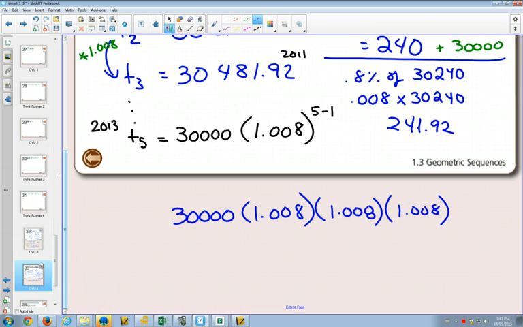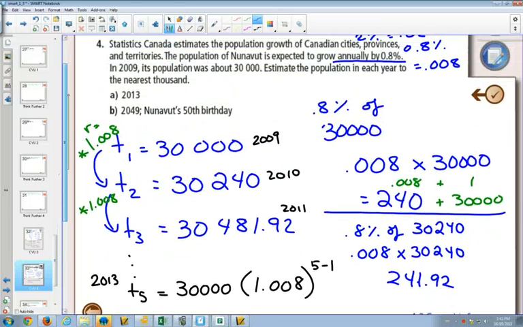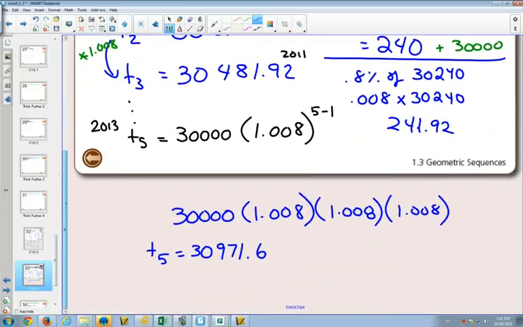we get 30,971.6. It says to estimate to the nearest 1,000. So if I round this to the nearest 1,000, 31,000 would be an approximation.